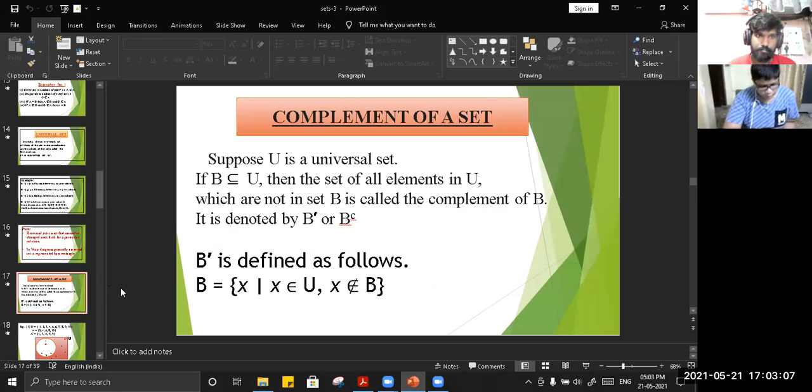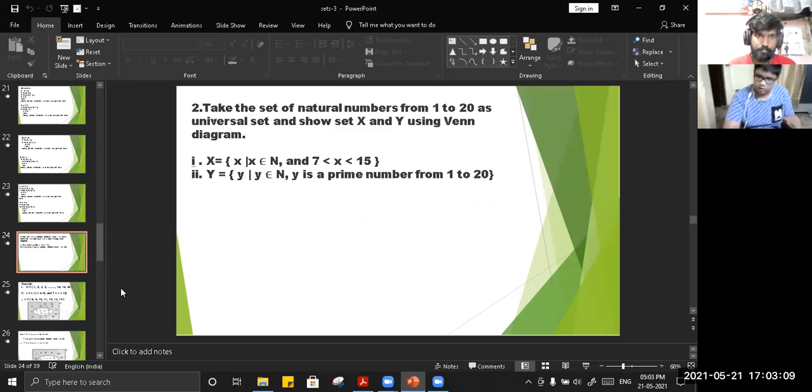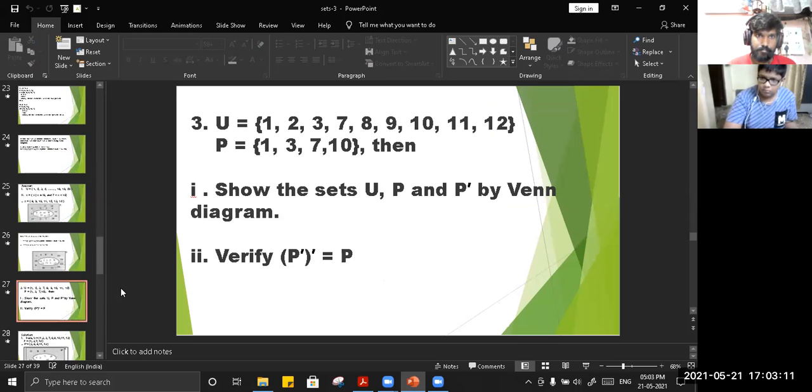Practice set 1.3, question 2, the third sum. This one, correct? Yes, sir. Did we do the second part also, verify? No, sir, just the first one. Show the sets U, P, and P complement by Venn diagram. Okay, so we'll do the second one.